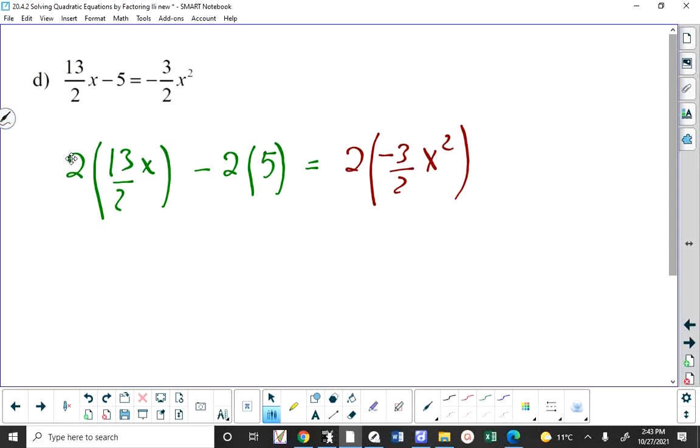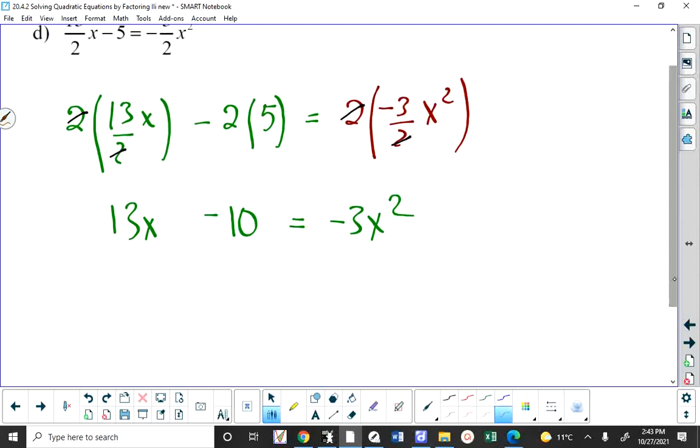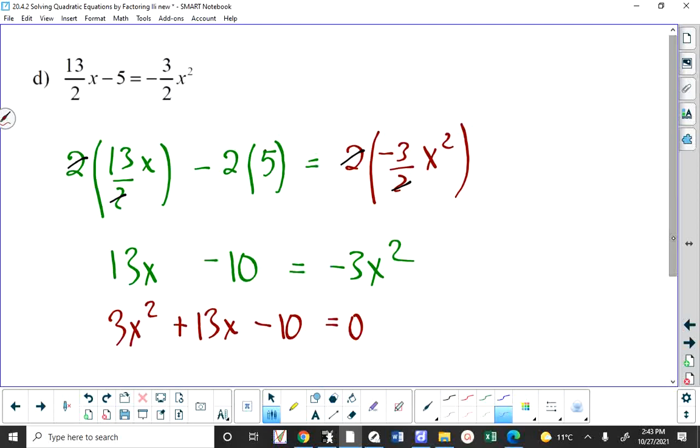The 2's cancel here, leaving us with 13x. Nothing cancels here, leaving us with 10. The 2's cancel here, leaving us with negative 3x squared. I need to zero the equation, which means I'm going to move everything to one side. I think it's a good idea to move to the left side so that we have a positive number of x squareds. To get 3x squared plus 13x minus 10 equals 0. Does that look okay? Yep.